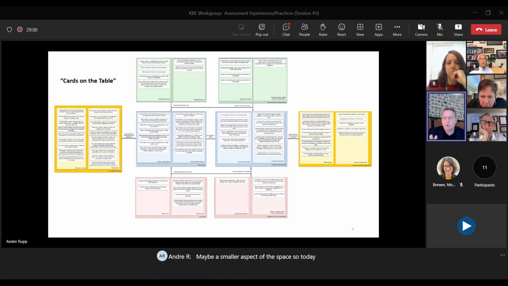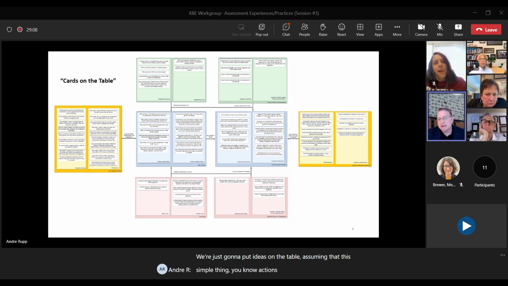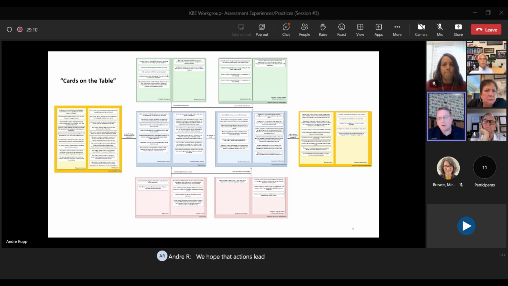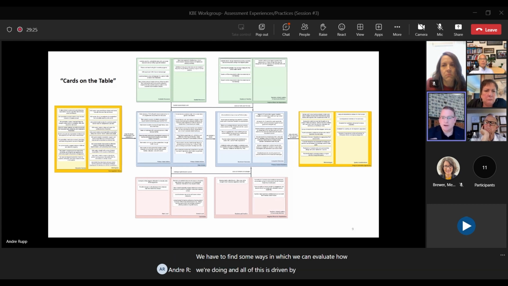So today we're going to treat that a little bit simpler. We're just going to put ideas on the table, assuming this simple thing: we hope that actions lead to outcomes. We have constraints and we have resources. We want to see some positive effects and want to mitigate negative effects. We have to find some ways in which we can evaluate how we're doing. And all of this is driven by foundational assumptions, or let's call them non-negotiables. That's the term for it.